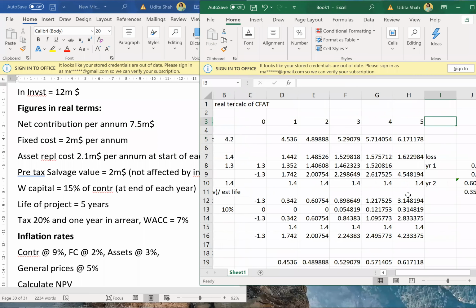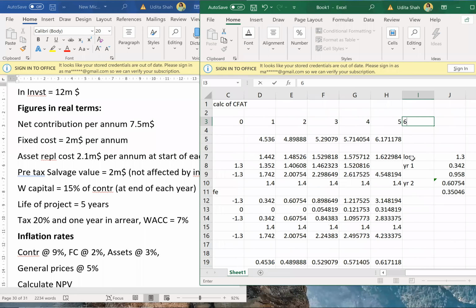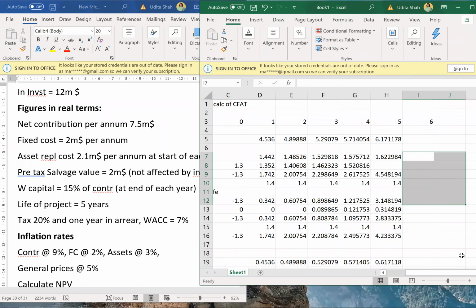So here we'll also have to calculate year 6 column. Why? Because tax is in arrears. Tax is 1 year in arrear.